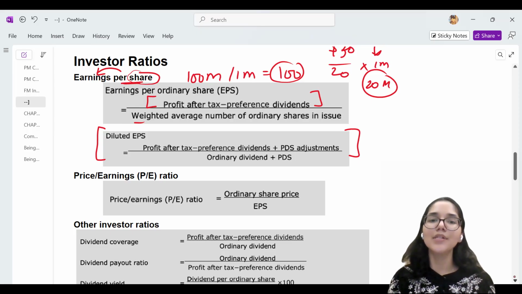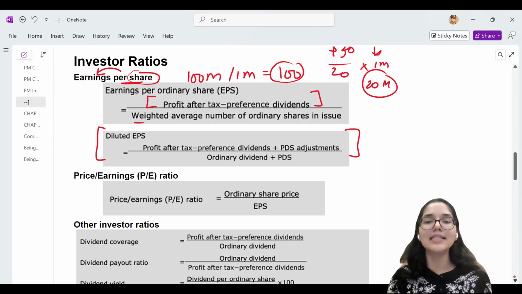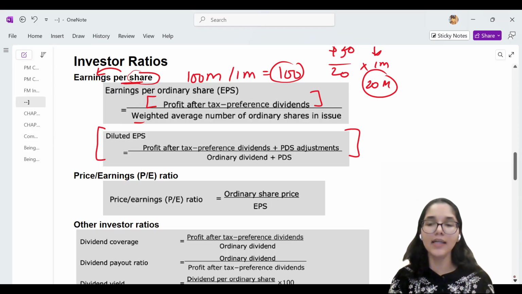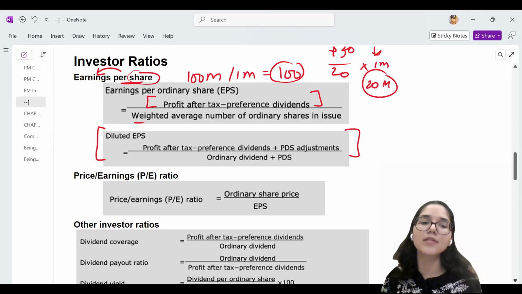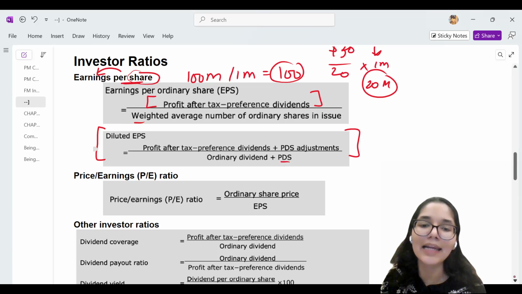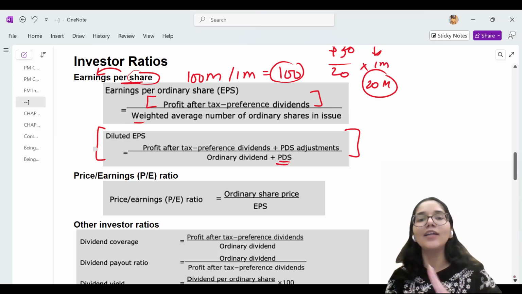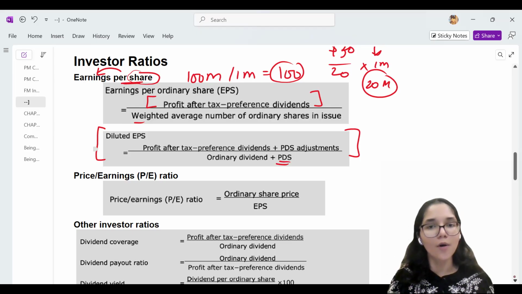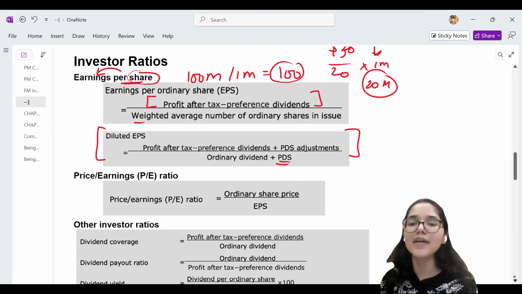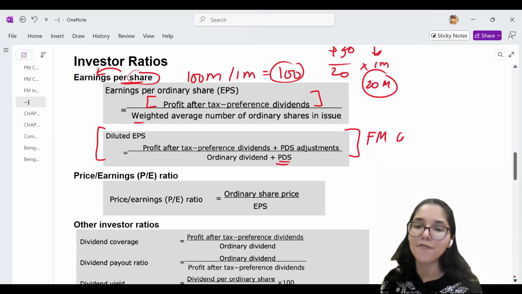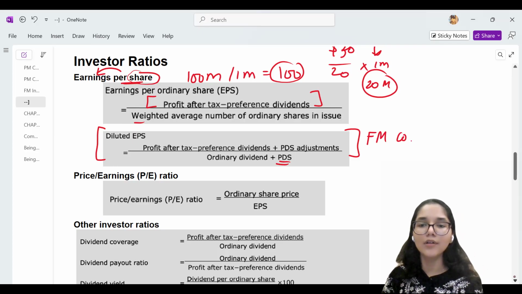We call these securities convertible securities. Convertible securities are also called potentially dilutive securities. Dilutive securities means they dilute the control of the shareholders. What does that mean? Let's suppose we have a company together called FM company and there are two owners of this company. One owner is me.